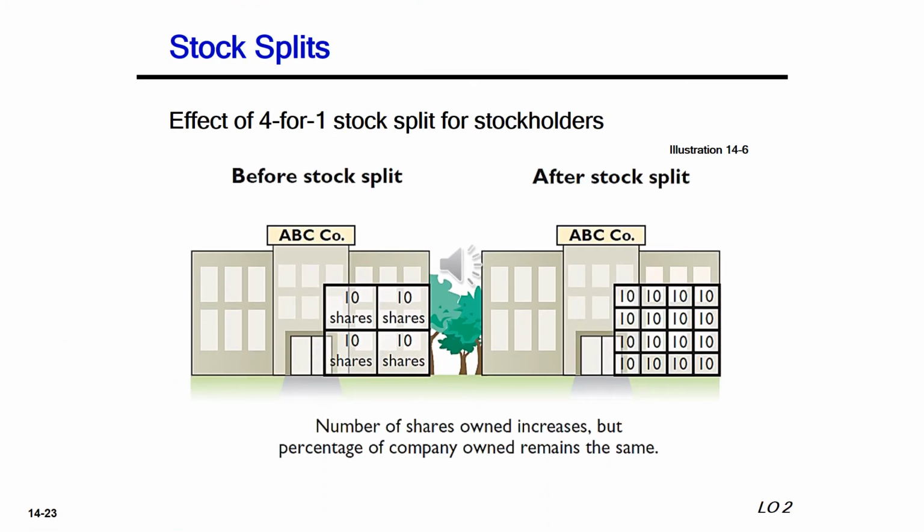Let us now try to see the effect of a 4-for-1 stock split. For example, here we have a company called ABC Company having 40% of their ownership traded in the stock market. If they decide to do a 4-for-1 stock split, assuming that they had 4 stocks being traded, now this number is going to multiply by 4. So each stock is going to be divided into 4 stocks. So the number of shares owned will increase, but the percentage of the company owned remains the same.